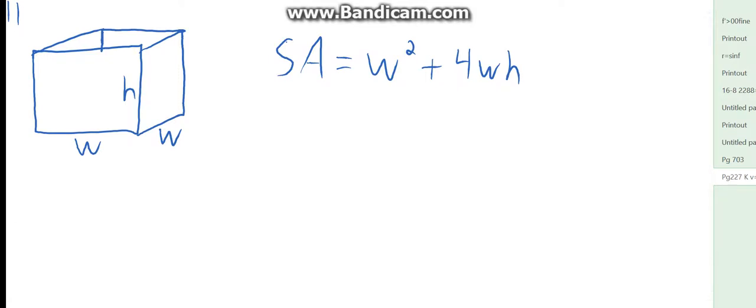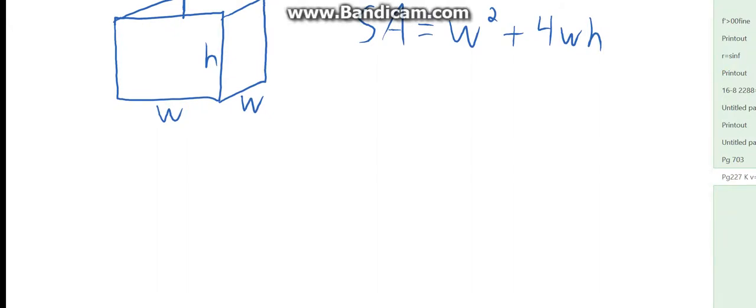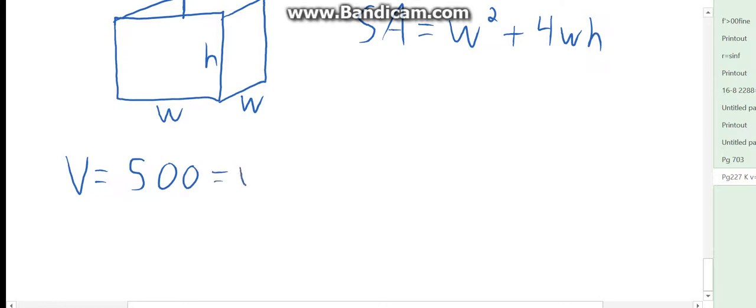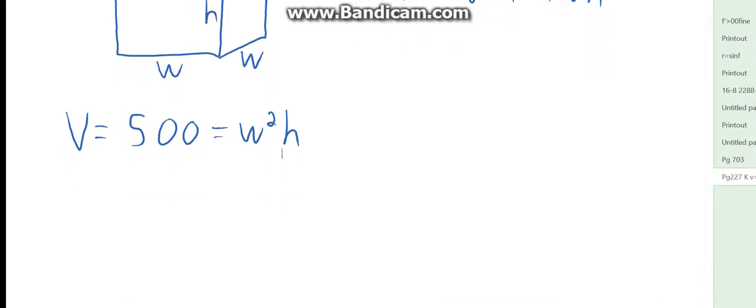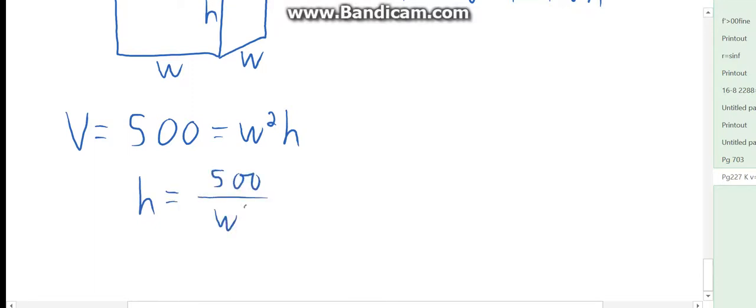So these are very, very similar problems in that you always have to get rid of a variable. So we are going to have to derive this eventually, but we got to get rid of one of these variables, and that's based on some kind of restriction. And the restriction was that our box has to hold 500 cubic feet. Okay, so that's a volume. The volume of this box is 500, and the volume of the box has to fit this equation: W squared times height. Okay, so it's easiest to solve for h here. H is going to be 500 over w squared.